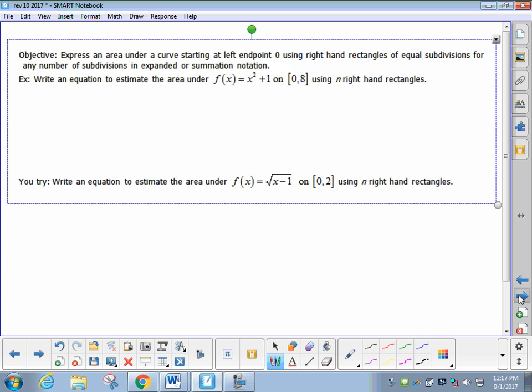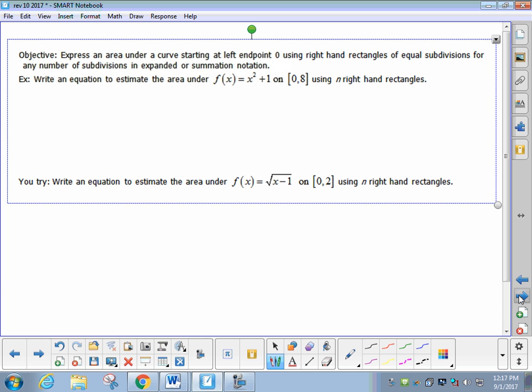Moving on then. All right. Here's where it starts to get a little more abstract. So far it's very concrete. Now it's getting a little more abstract. You are to express an area under a curve starting at a left endpoint 0 using right-hand rectangles of equal subdivisions for any number of subdivisions in an expanded or summation notation. Whoosh. Okay. That sounds smart. Let's see if you're smart enough to do what I just asked you to do.